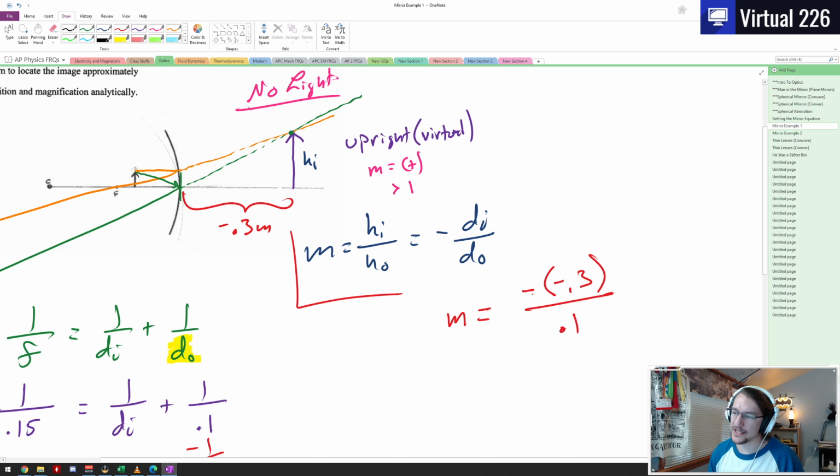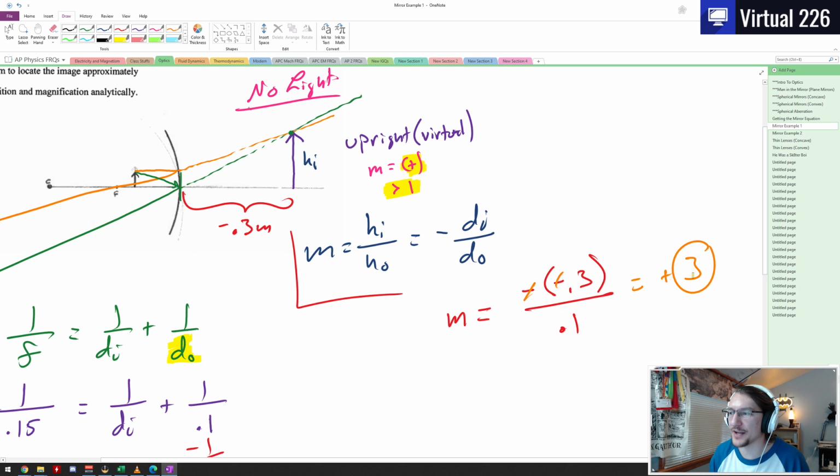And when we do this, we find, well, the negative of my negative is a positive, and 0.3 over 0.1 gives me 3. So we see that our magnification here is 3, so it is a value that is larger than 1. Our image is 3 times larger than our object, so it should be 3 centimeters because our initial object is 1 centimeter. And notice that because we're upright and virtual, by convention, that magnification is positive, which it is, because the negative of my negative virtual distance gave me a positive back.